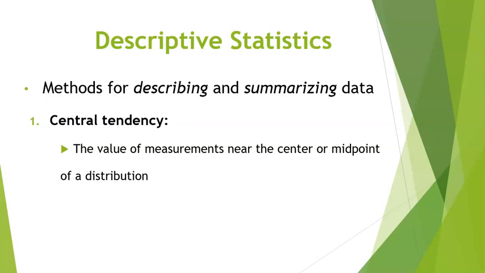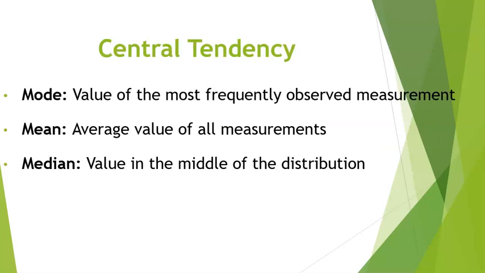The first type of descriptive statistics is what we call central tendencies. This is pretty much describing the middle point of your data. All the data we call a distribution, so that's kind of the range. And then central tendencies would be what's near the middle. There are three different ones we're going to talk about. The first one is mode.